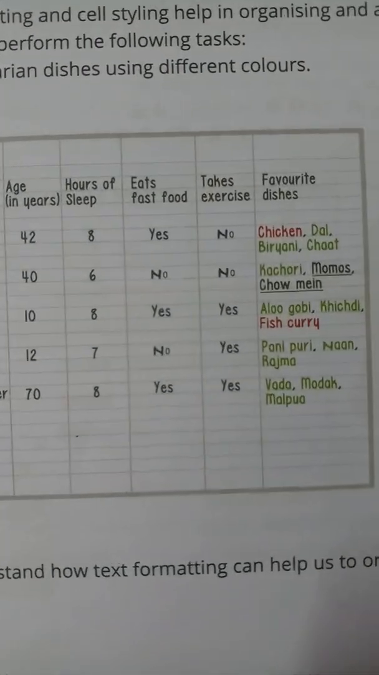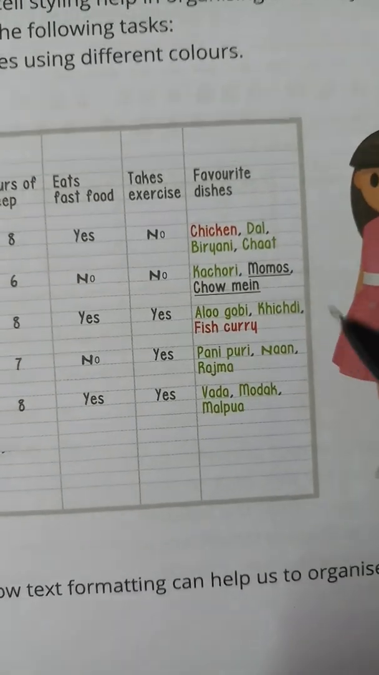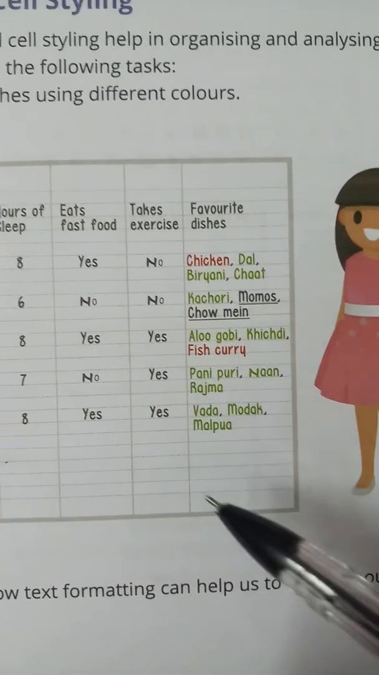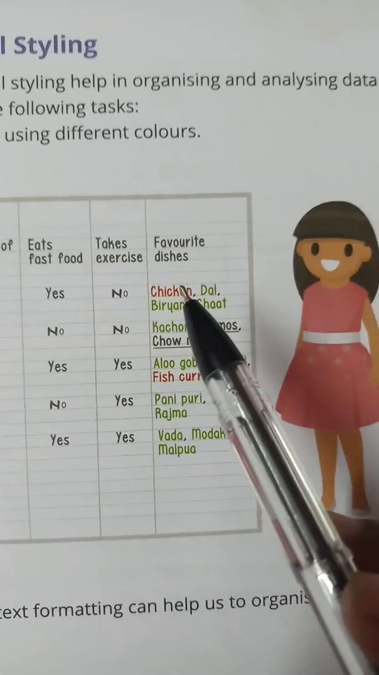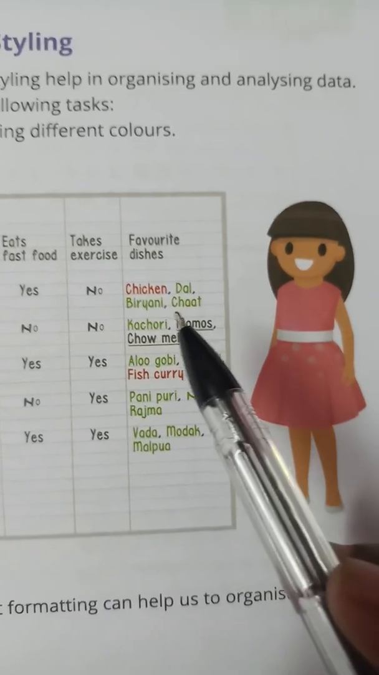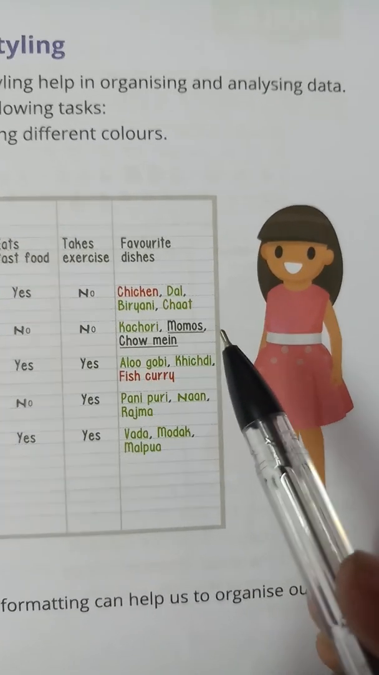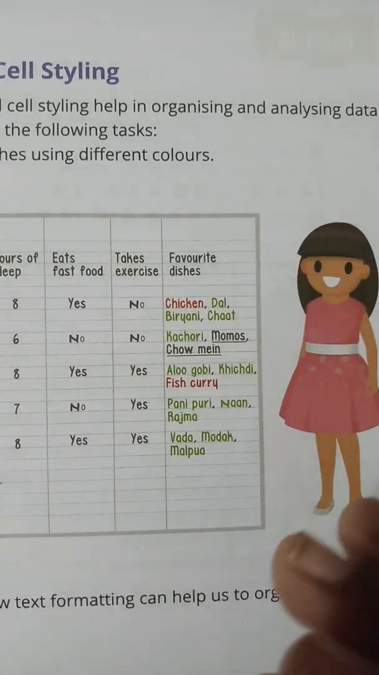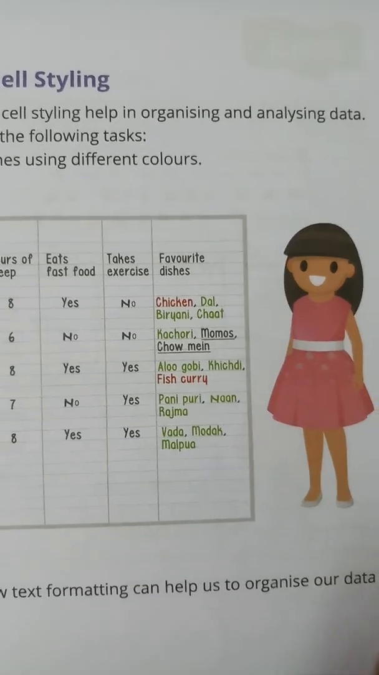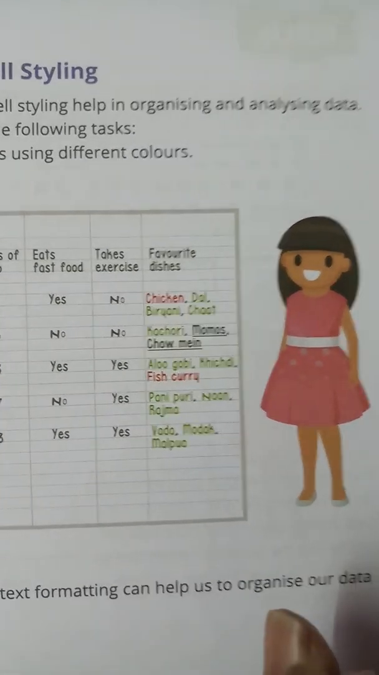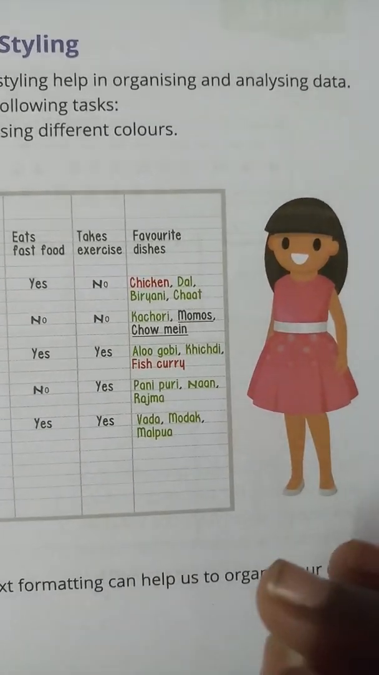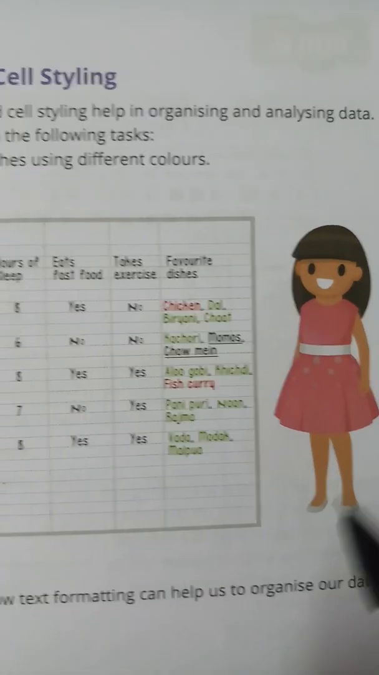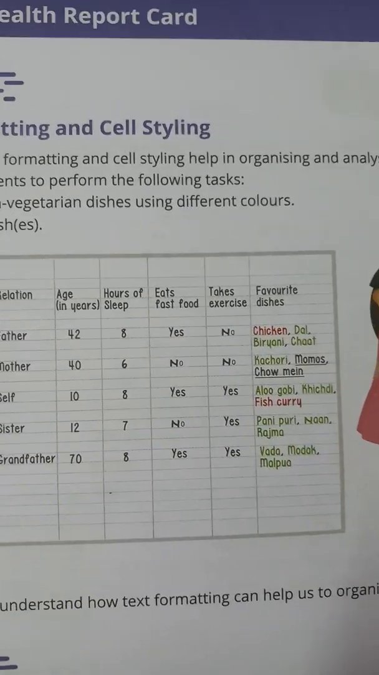Here you need to create a favorite dish list and apply colors to those texts. Here they take the non-veggies in red color, the veggies in green color, and the unhealthy dishes underlined. So you need to make this table like this. For non-veg you need to give red, for veg you need to give green, and unhealthy dishes you need to underline. Okay, have you all got it? Yes. Okay, thank you.